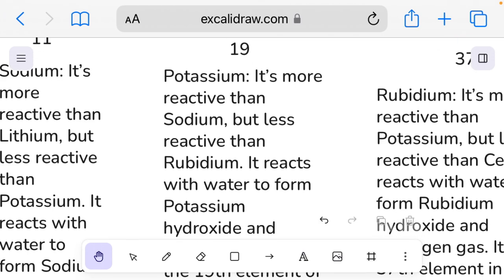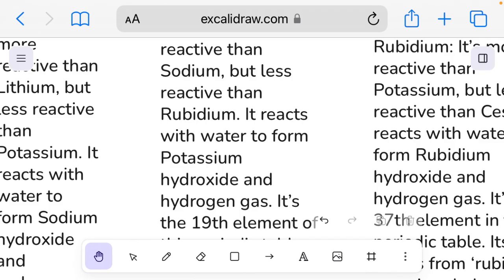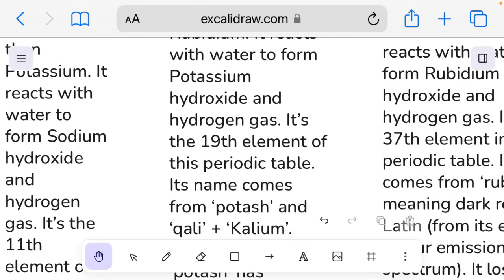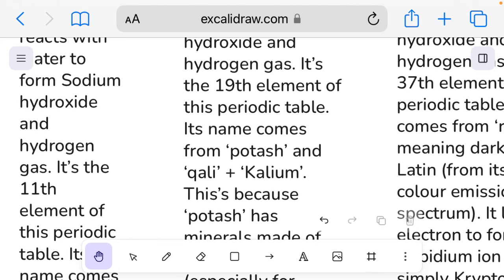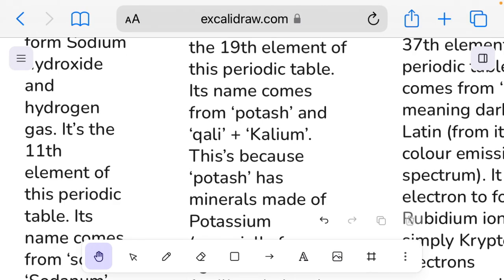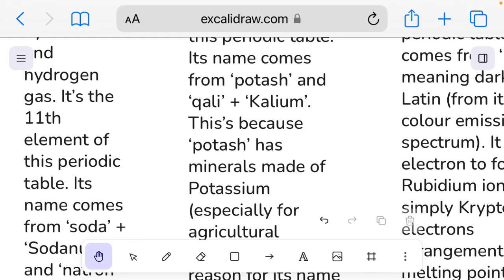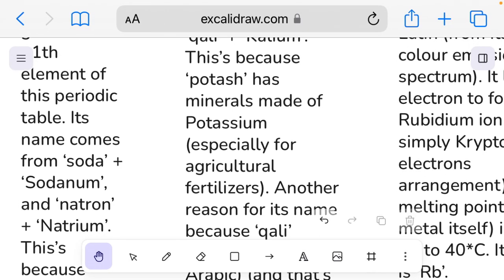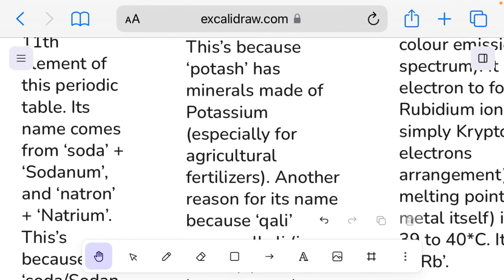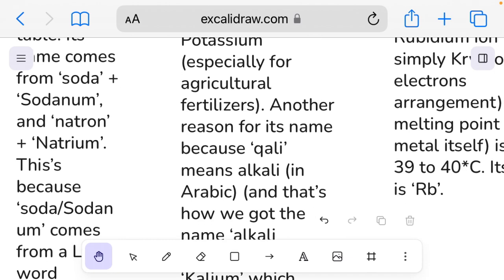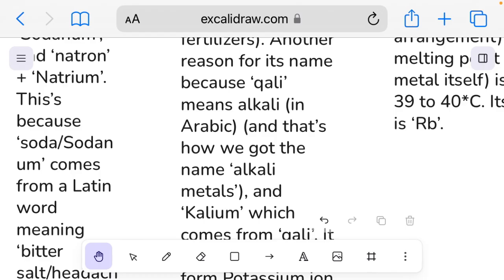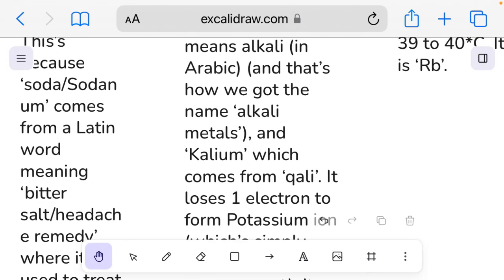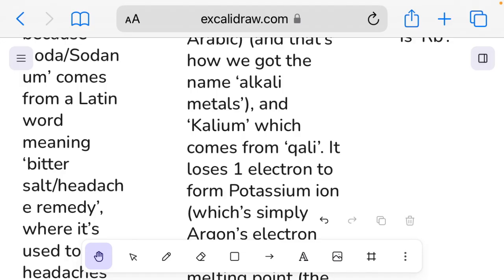Potassium. It's more reactive than sodium, but less reactive than rubidium. It reacts with water to form potassium hydroxide and hydrogen gas. It's the 19th element of the periodic table. Its name comes from potash and Ki, plus kalium. This is because potash has minerals made of potassium, especially for agricultural fertilizers. Another origin is that Kali means alkali in Arabic, and that's how we got the name alkali metals. And kalium comes from Kali.